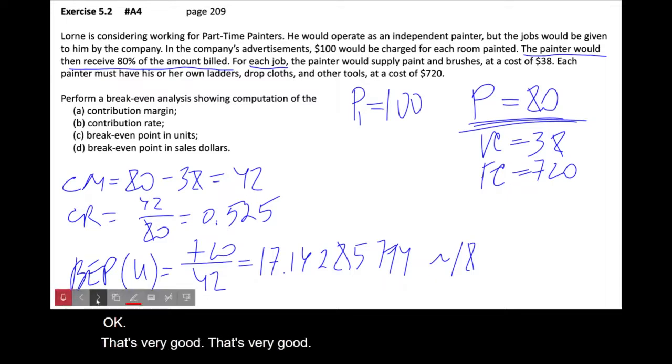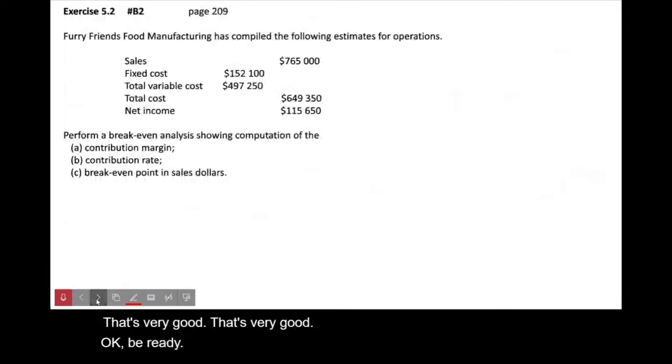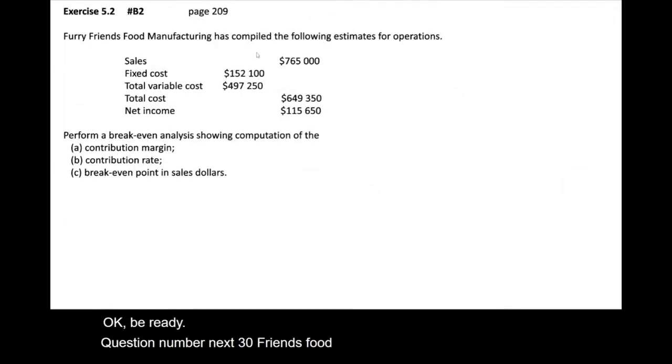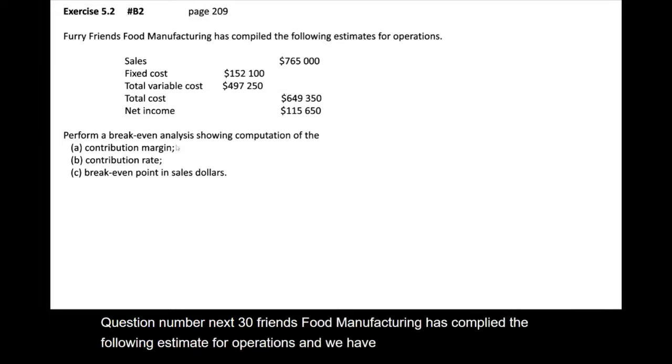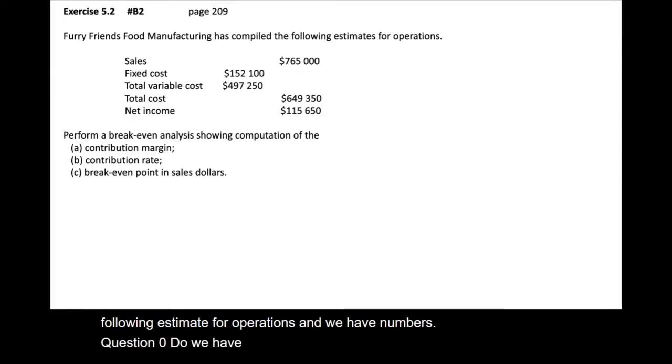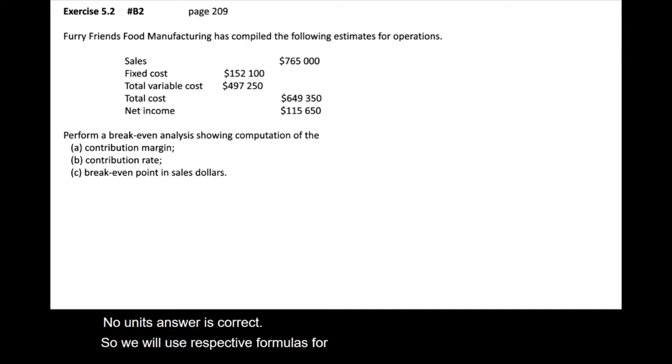Okay, you ready? Next question. Furry Friends Food Manufacturing has compiled the following estimate for operations, and we have numbers. So, question zero: do we have units here, yes or no? No units. Answer is correct. So we will use respective formulas for our calculations.